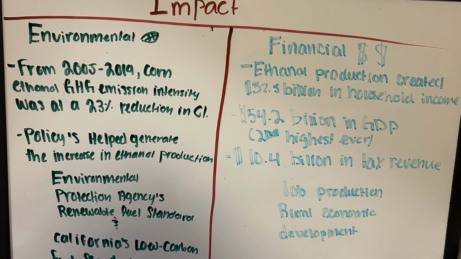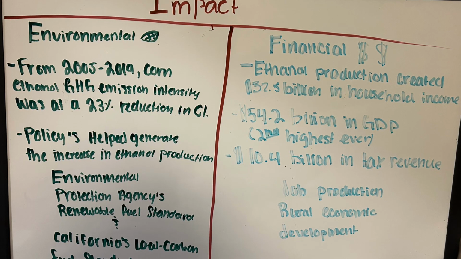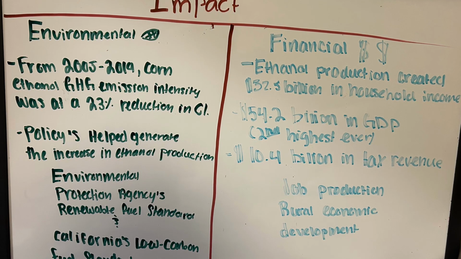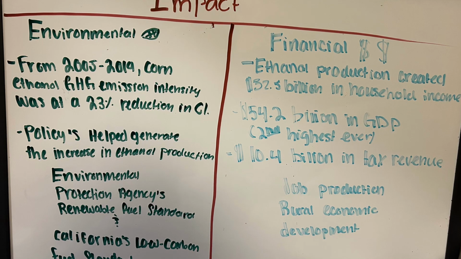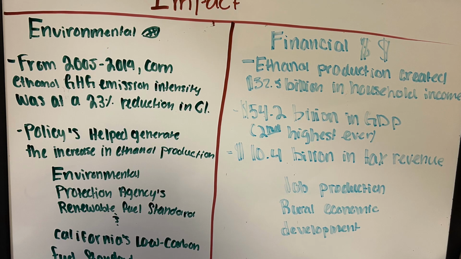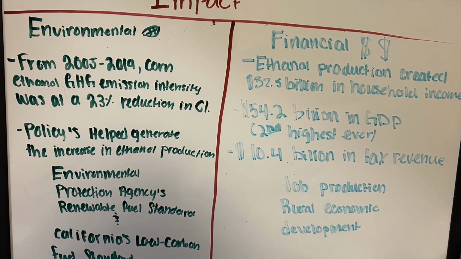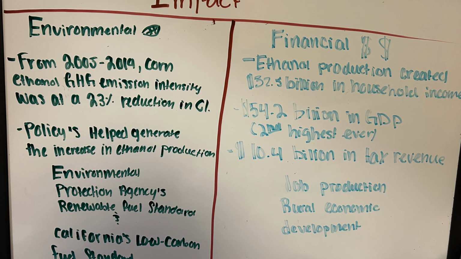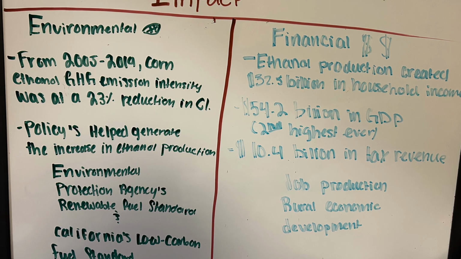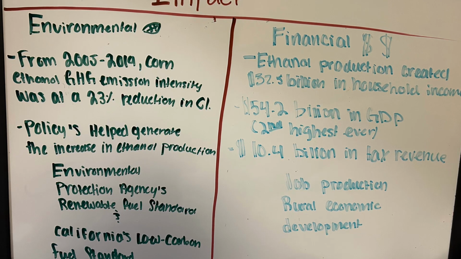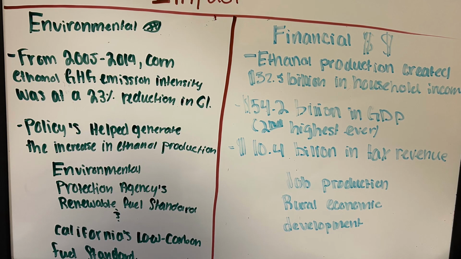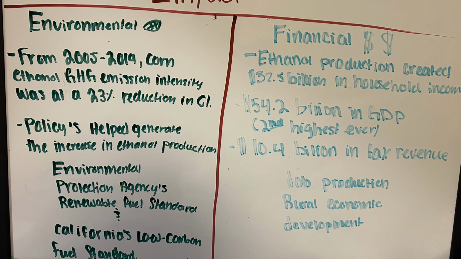And then on the financial side, ethanol production created a $32.5 billion increase in household income. And then it also created a $54.2 billion increase in gross domestic product, which is the second highest to ever increase this high. And then it also created a $10.4 billion increase in tax revenue for federal, state, and local governments. And then some of the other great things that it has produced are increased job production and rural economic development, especially in farming communities that produce the corn needed to make ethanol.